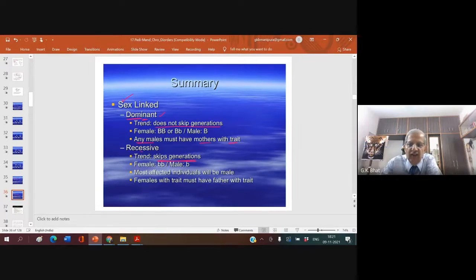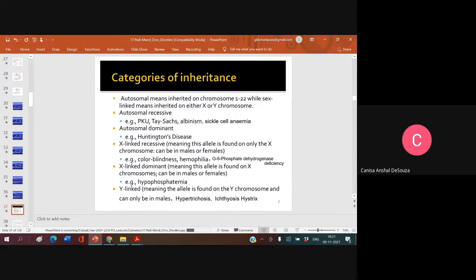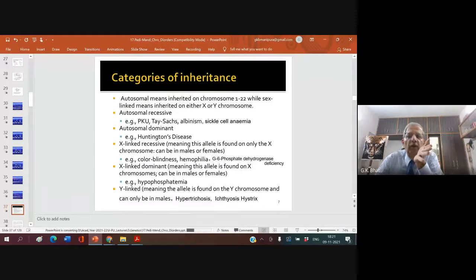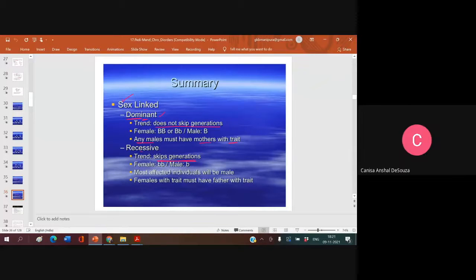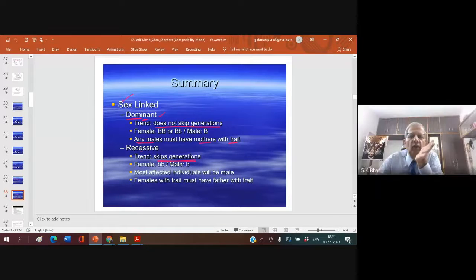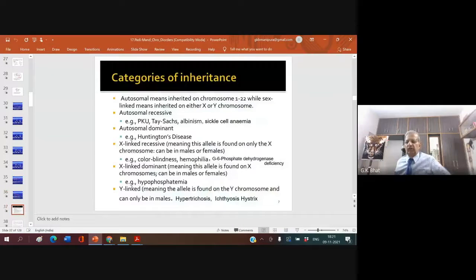Let us see the example. Sir, what is the difference between autosomal and sex-linked then? I will show the example, then you will understand. Take a screenshot of this. I will take the example. Now you have the screenshot of this. First.